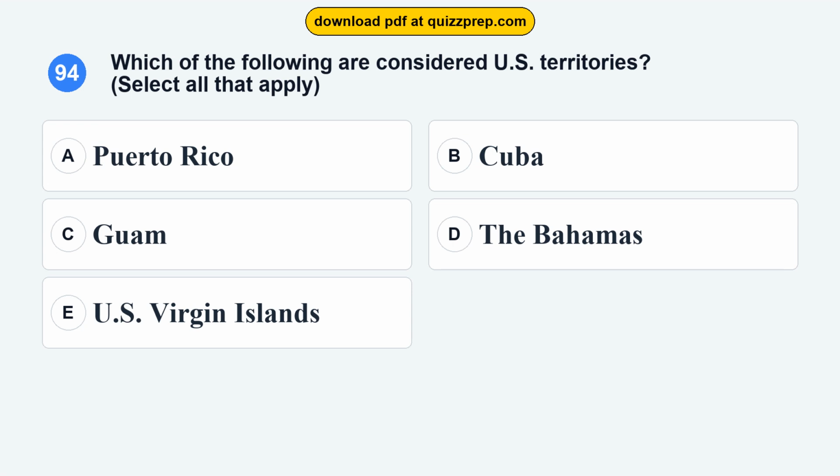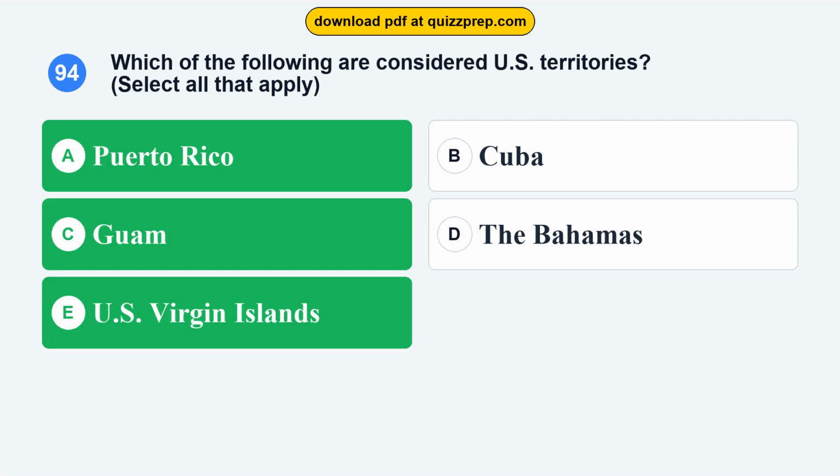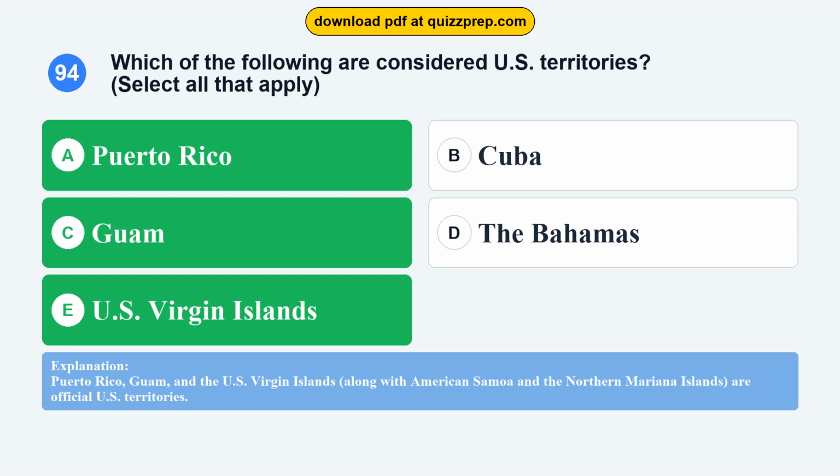Question 94. Which of the following are considered U.S. territories? Option A, Puerto Rico. Option B, Cuba. Option C, Guam. Option D, the Bahamas. Option E, U.S. Virgin Islands. The correct answers are options A and C and E. Puerto Rico, Guam, U.S. Virgin Islands. Puerto Rico, Guam, and the U.S. Virgin Islands, along with American Samoa and the Northern Mariana Islands, are official U.S. territories.